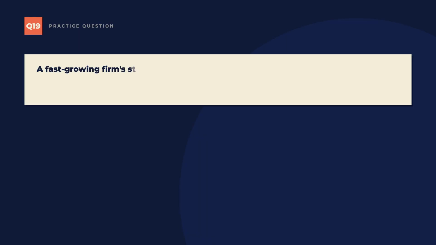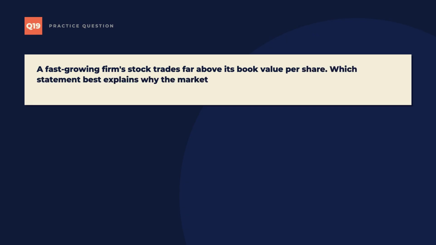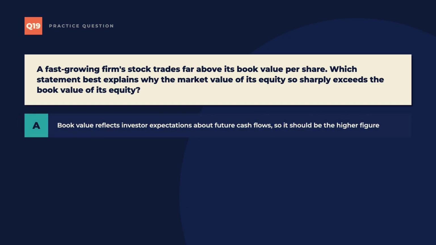Question 19. A fast-growing firm stock trades far above its book value per share. Which statement best explains why the market value of its equity so sharply exceeds the book value of its equity? Your options are A. Book value reflects investor expectations about future cash flows, so it should be the higher figure.